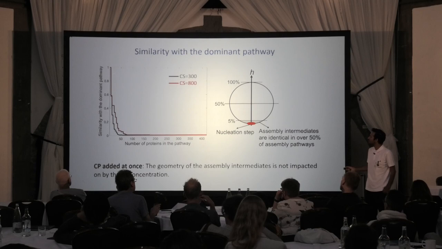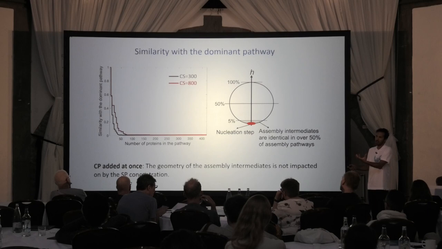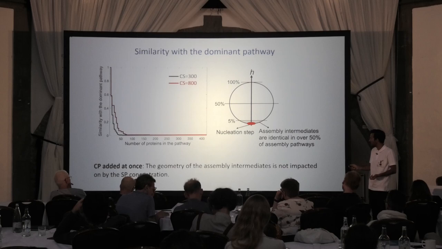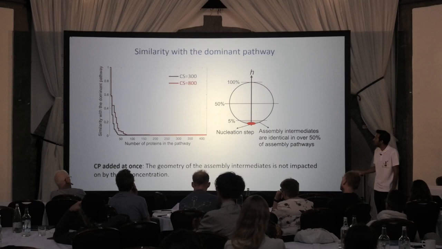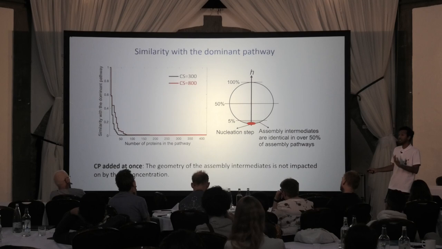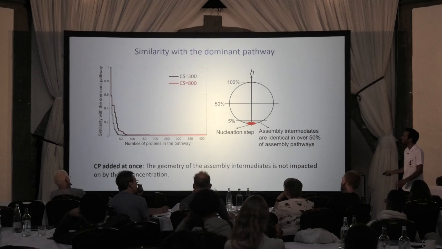So, of course, at the beginning, they are all similar, for the portal or the nucleation step, they all have five scaffolding protein on it. So the similarity is one at the beginning. But we see that the similarity drops quickly when CS is 300, and then with increased CS, it gets a bit better, but not something where you say, oh wow, now it stays up. No. Again, it drops quickly.